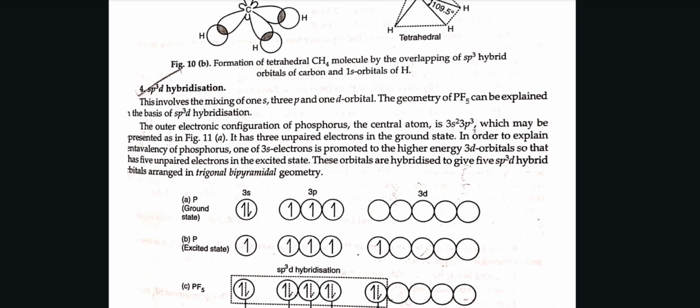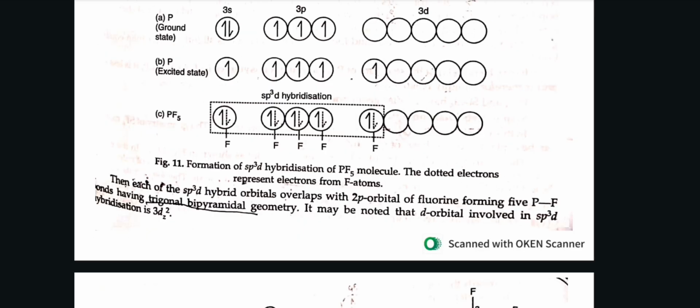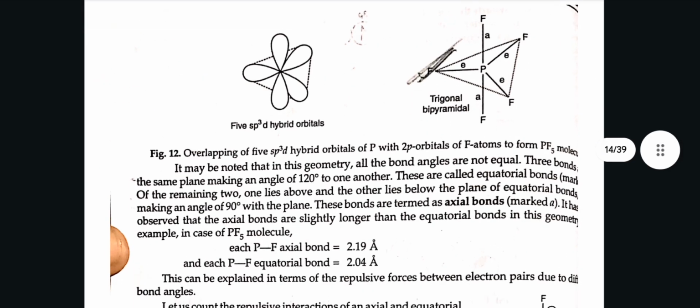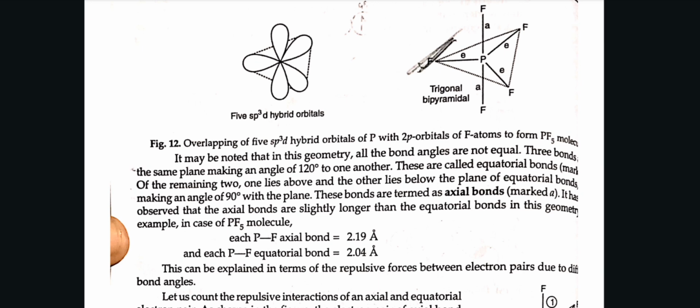These orbitals are hybridized to give five sp3d hybrid orbitals arranged in trigonal bipyramidal geometry. Then each of the sp3d hybrid orbitals overlaps with a 2p orbital of fluorine, forming five P-F bonds having trigonal bipyramidal geometry. It may be noted that the d orbital involved in sp3d hybridization is 3dz2. It may be noted that in this geometry all the bond angles are not equal. Three bonds lie in the same plane making an angle of 120 degrees to one another. These are called equatorial bonds.